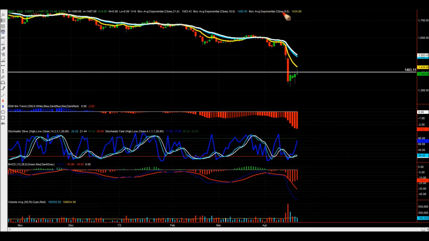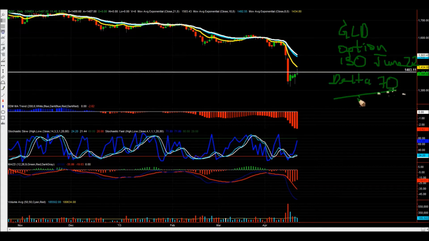And the setup that I'm using to get into this trade, that I'm already in, was essentially a break of this level. So I'm long. Let's be clear here. I'm long the GLD using options, and I bought a Delta 70 call option, I think it's the 130 June 22nd calls. So that's the trade that I took. The delta was close to 70. I'm about 2 months out, just to give it a little bit more room.